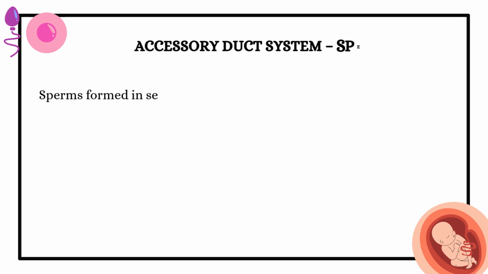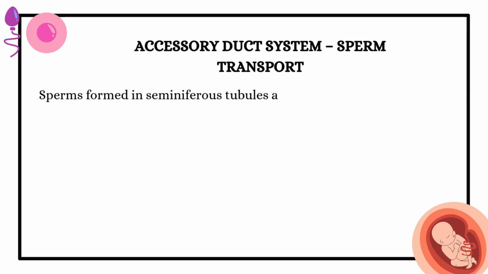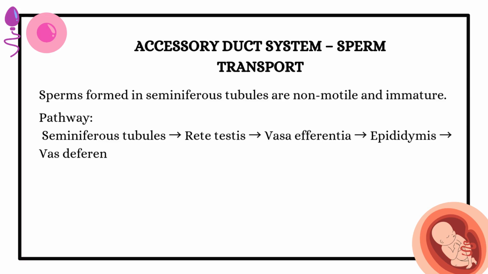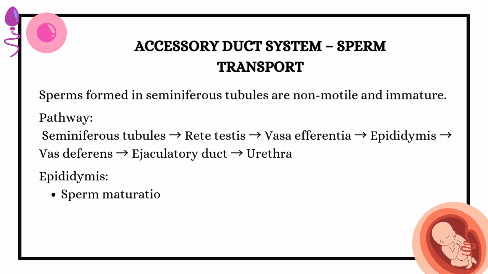Accessory duct system or sperm transport. Sperms formed in seminiferous tubules are non-motile and immature. They follow a pathway, that is, seminiferous tubules to rete testis, to vasa efferentia, to epididymis, then to vas deferens, then ejaculatory duct, and finally to urethra. Epididymis is the place of sperm maturation, acquisition of motility by sperm, and is used for temporary storage.